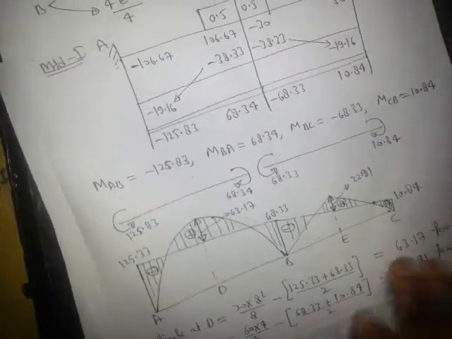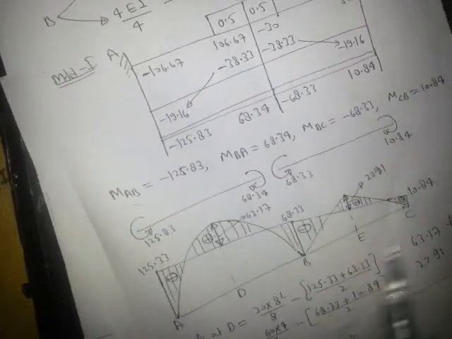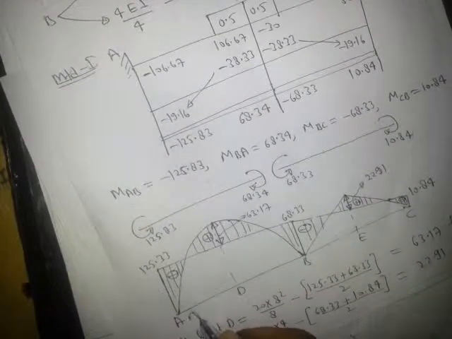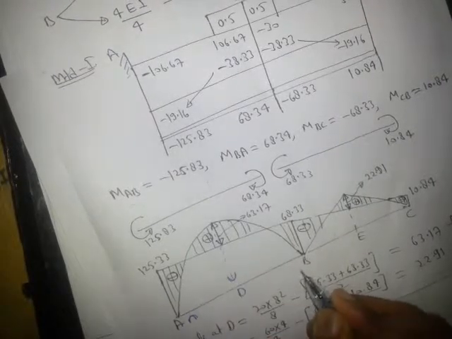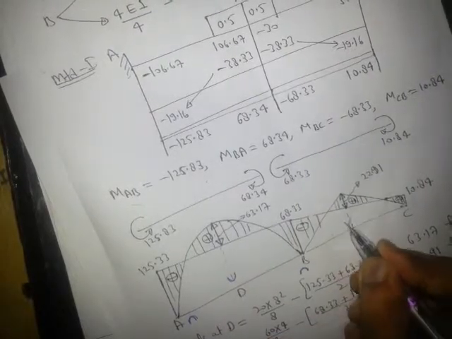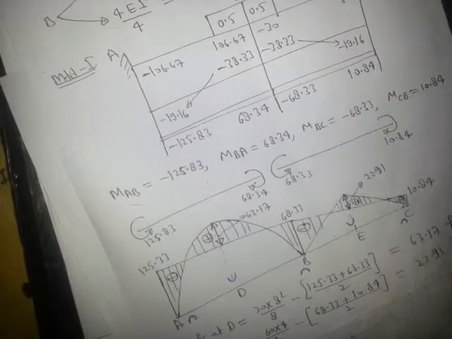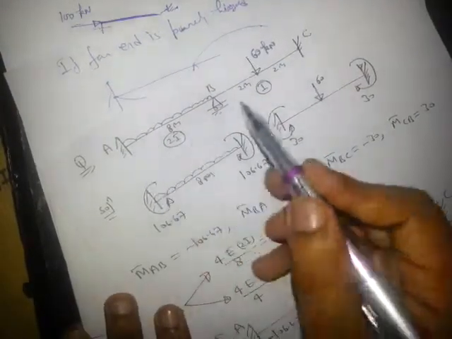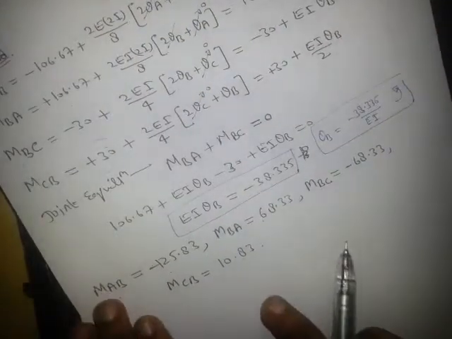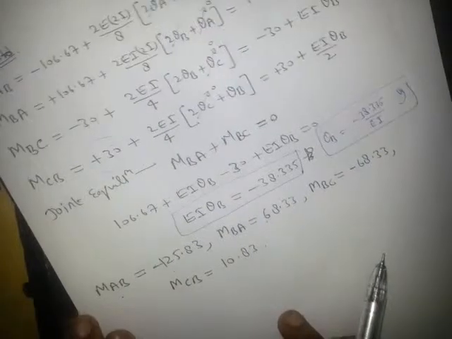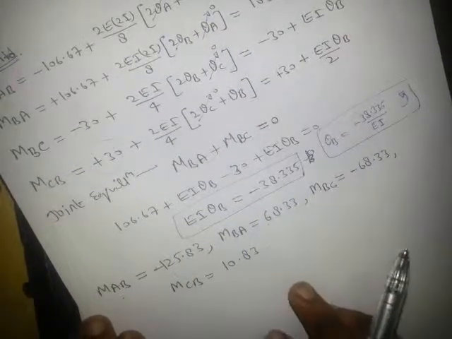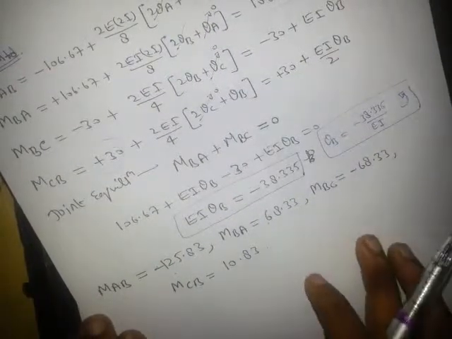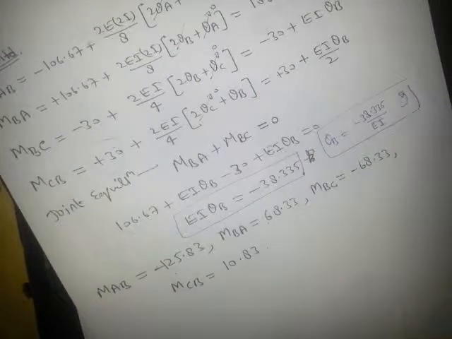And we can also draw the deflected shape, because it is like this, like this, like this, right? So the deflected shape you can draw easily, no problem at all. So this is the slope deflection method. Understand? You can solve the questions using the slope deflection method, right? Let us take the next question.